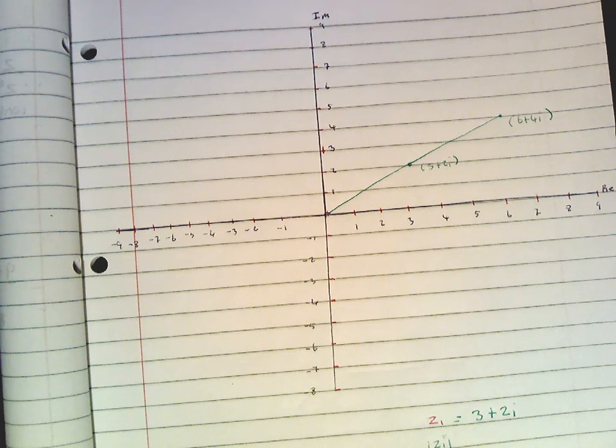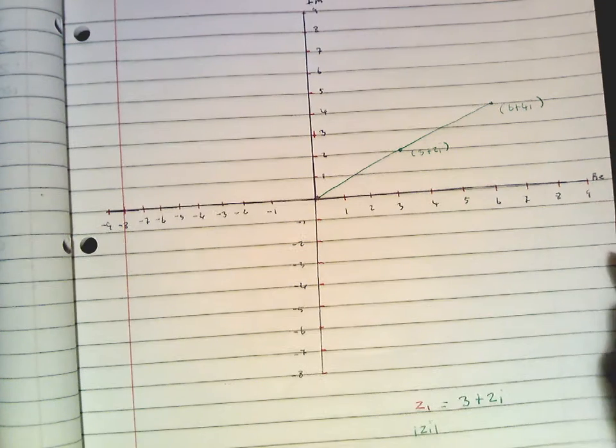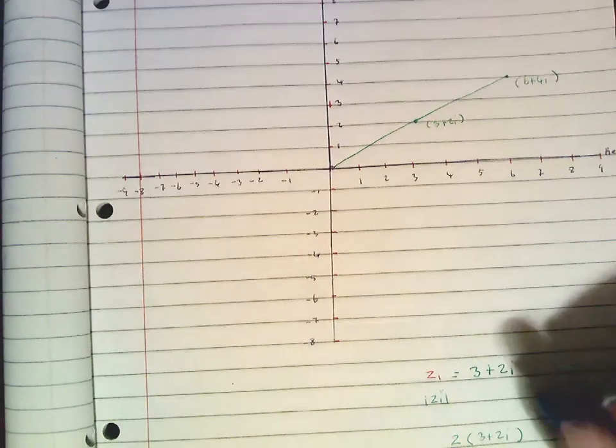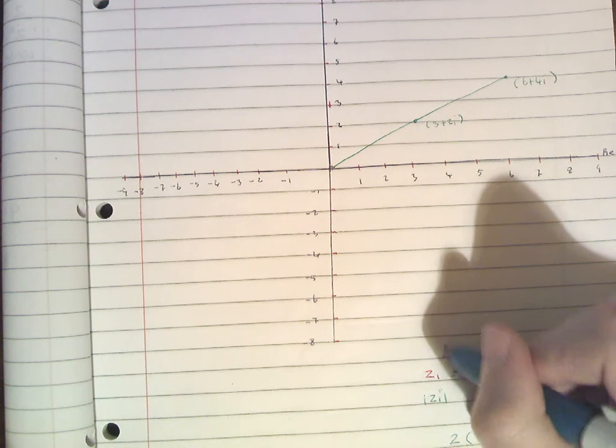And what we want to think about is what happens to a complex number. So this is what happens when we multiply. So this is, for example, multiplication.